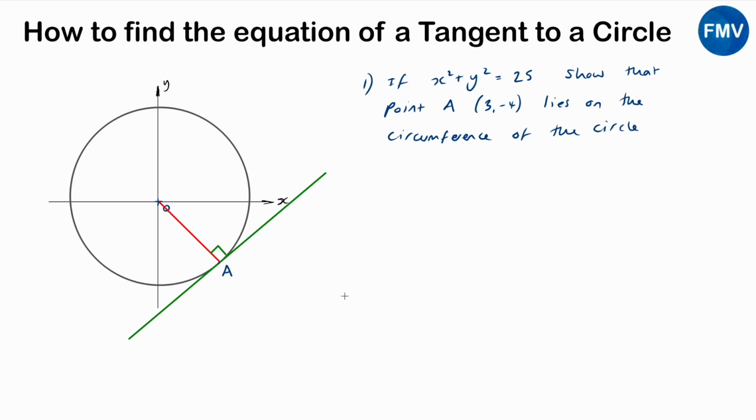So let's bring this together by looking at a question that involves the circle and the tangent. Okay, so in this question, if x squared plus y squared equals 25, so that's the equation of the circle, show that point A, well there's point A, and A is 3 across, 4 down, so it's 3, minus 4, lies on the circumference of this circle.